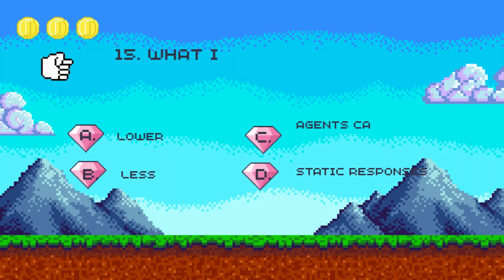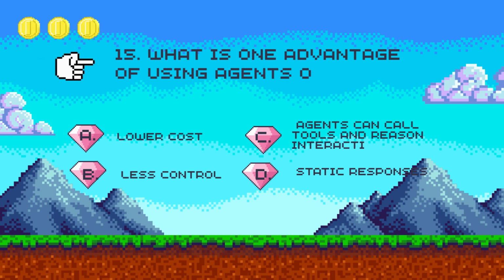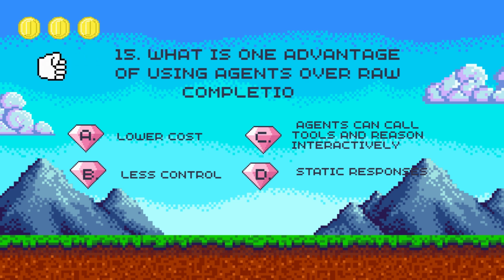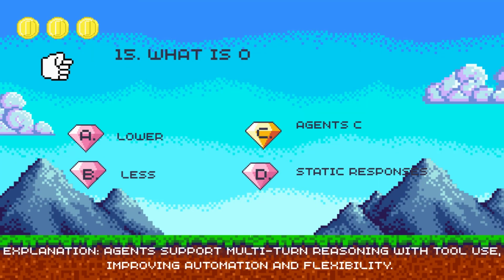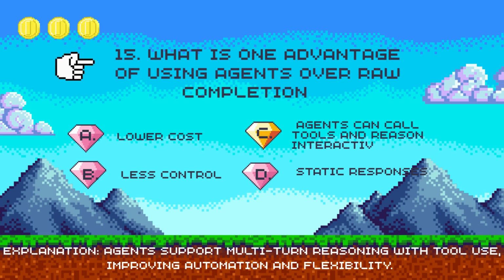15. What is one advantage of using agents over raw completions? A. Lower cost. B. Less control. C. Agents can call tools and reason interactively. D. Static responses. Answer: C. Explanation: Agents support multi-turn reasoning with tool use, improving automation and flexibility.